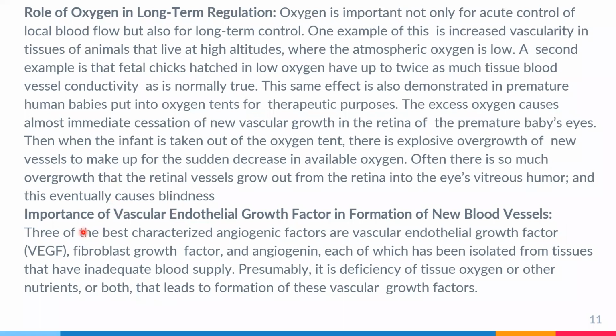Next, we move on to the importance of vascular endothelial growth factors in the formation of new blood vessels. Three of the best characterized angiogenic factors are vascular endothelial growth factor (VEGF), fibroblast growth factor (FGF), and angiogenin, each of which has been isolated from tissues that have inadequate blood supply. Presumably, it is a deficiency of tissue oxygen or other nutrients, or maybe both, that leads to the formation of these vascular growth factors.